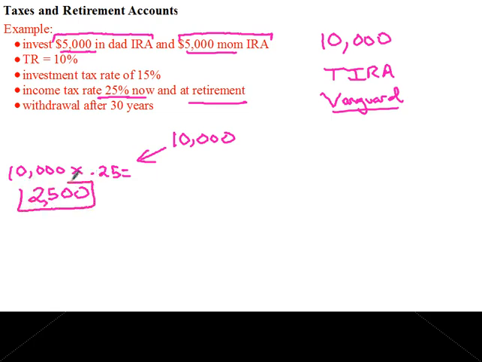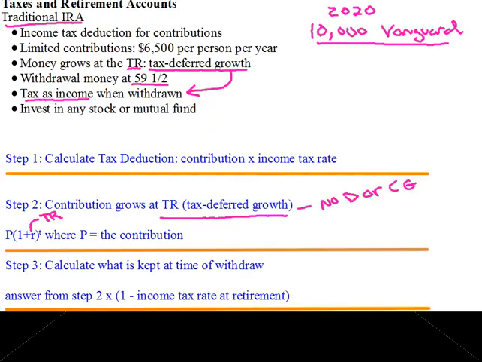$500. That's just an extra $2,500 that's in my pocket. Okay, done. Now, let's actually get into doing the investment calculation. So now we're going to be looking at steps 2 and 3.